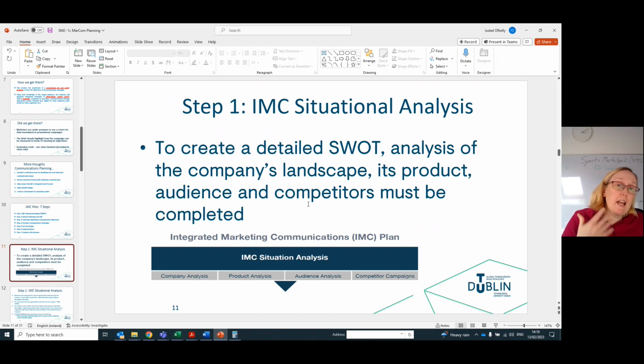So in that step one, we develop the SWOT analysis. And that gives us the landscape of the company, the product, the audience, the competitors, all of that. So company analysis, product analysis, audience analysis, or target market, and competitor campaigns. So that all feeds into understanding where we are, what our strengths are relative to the competition. So we have to have looked at competitor campaigns, and weaknesses and threats. It's all looking at our internal information with an external slant to see how it is impacted.